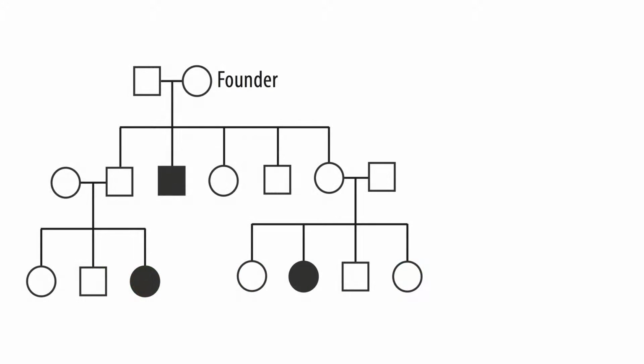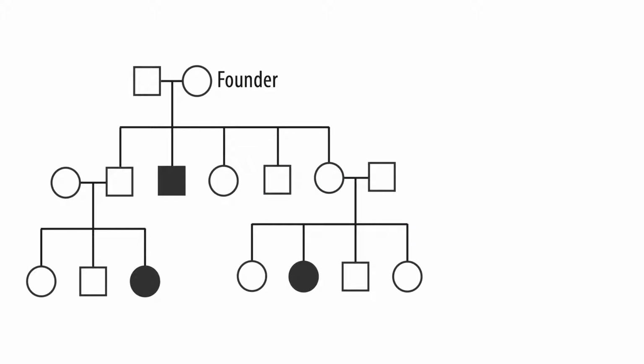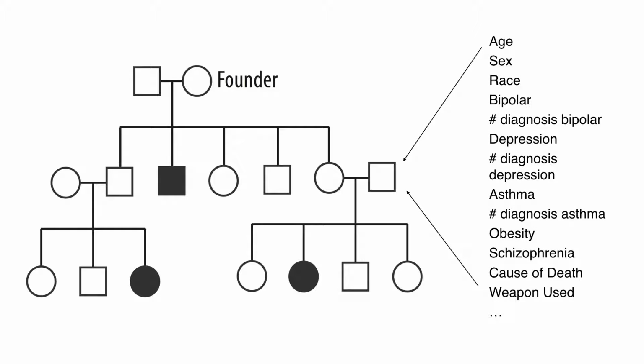Genealogies provide important context when studying these diseases. In this genealogical graph, squares represent males, circles represent females. A filled-in node indicates that a person has committed suicide. Our collaborators would like to be able to map many attributes onto this graph so that they can understand whether suicide co-occurs with other diseases or environmental factors.